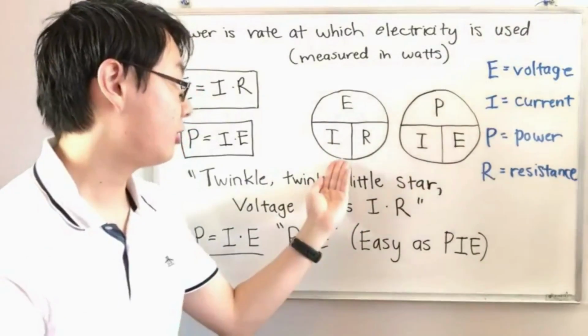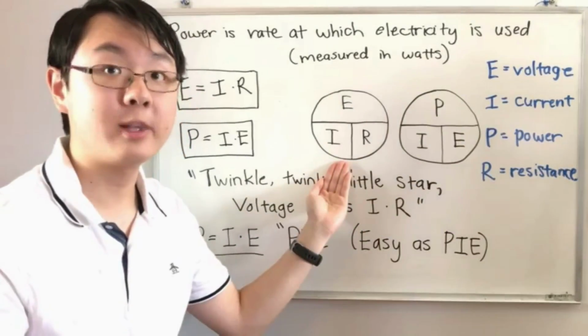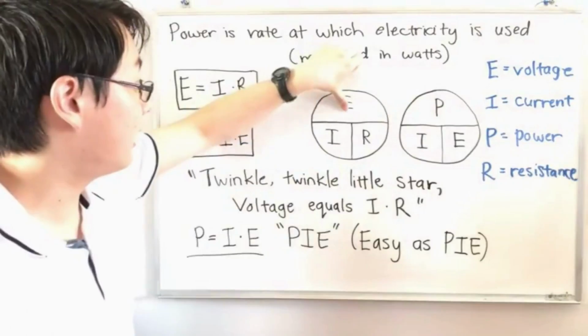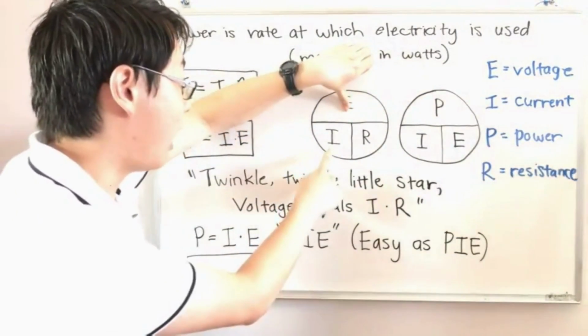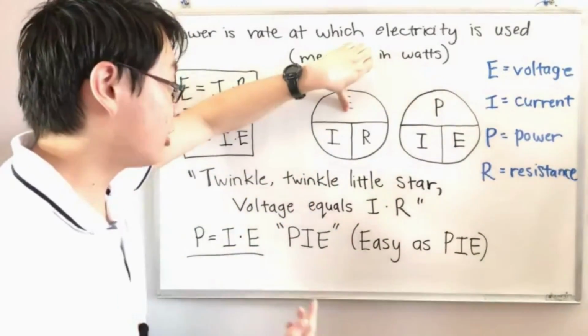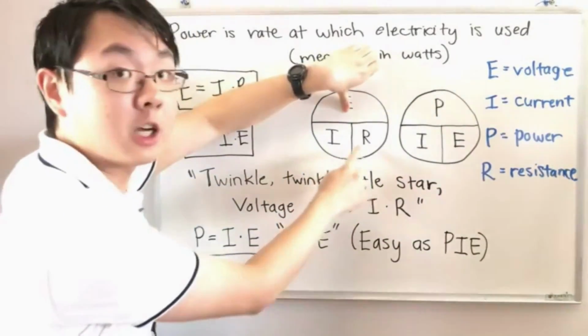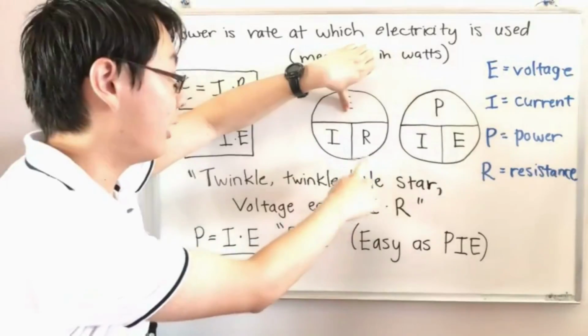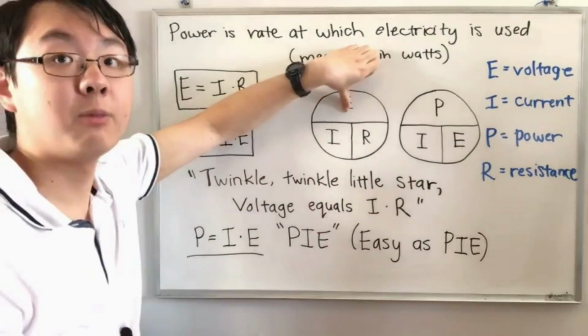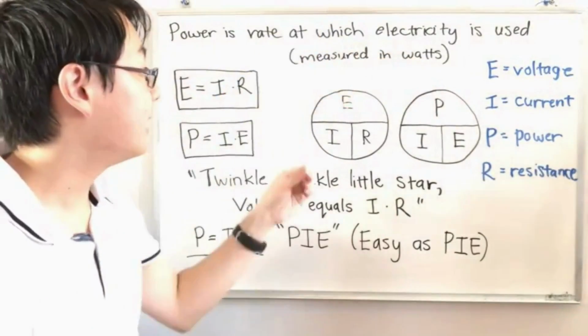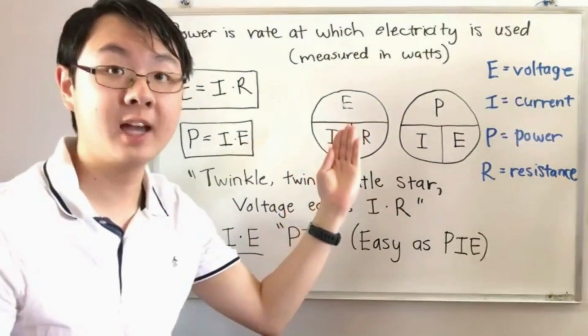So let's go to the magic circle here. Now the missing quantity that we don't have is E. So I'm going to cover the letter E with my thumb. And then what do we have? The other letters are I and R. Now with the magic circle, if there are two things that are next to each other like this, you multiply them. So we multiply I times R because they're right next to each other. Then we'd multiply 5 times 2 and we get 10. And then now we have E equals 10.